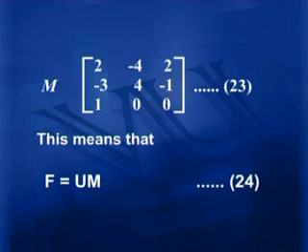So the right hand side matrix, the 3 by 3 matrix of the constant values, is marked as M, so M is equal to 2, minus 4, 2, minus 3, 4, minus 1, and 1, 0, 0. Let's mark it as equation number 23. And that would mean that we can write F to be equal to UM. We have defined U and we have defined M, and we have already defined F to be a product of these two matrices. So we can write F equals UM. And let's mark this as equation number 24.